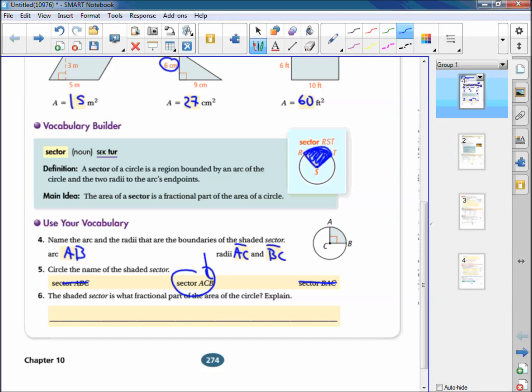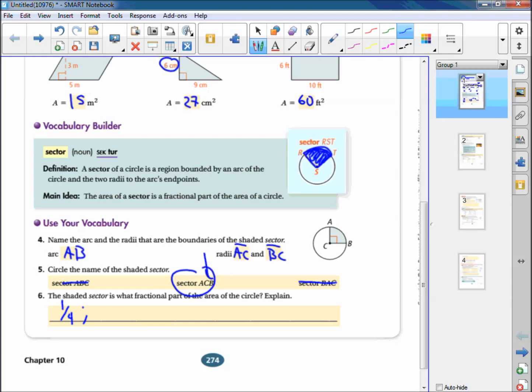So the shaded sector is what fractional part of the area of this circle? So what fractional part is this one going to be? Well, it's going to be 1/4 of the circle. You can see that really easily, but how did they get that mathematically when it's not easy to see?